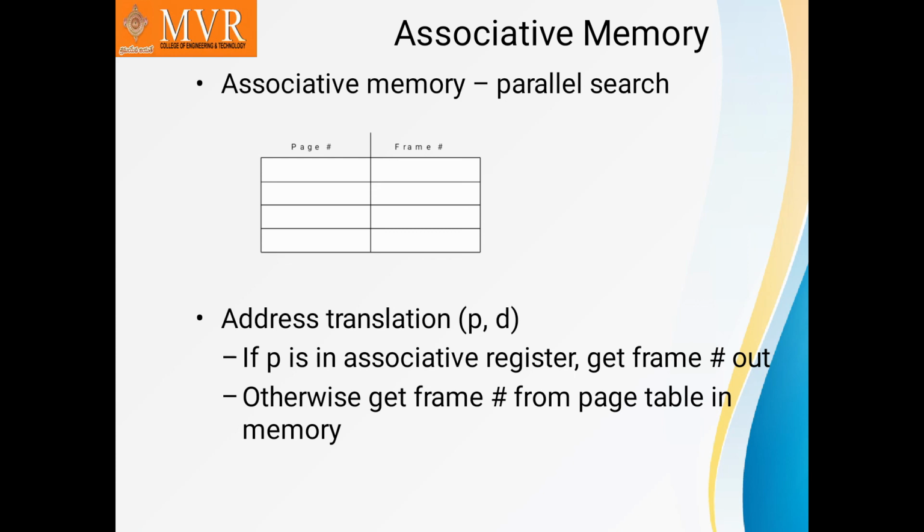Associative memory is nothing but parallel search. In this parallel search, pages and frames are searched in parallel. The address translation is in P, D. If P is in the associative register, get the frame out. Otherwise, get the frame from the page table in memory.